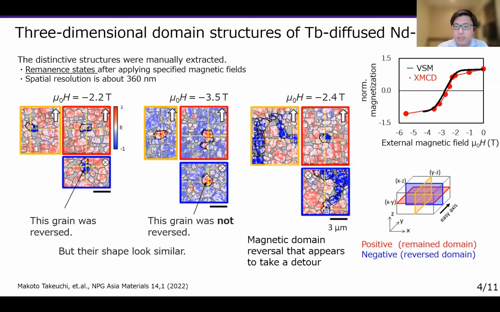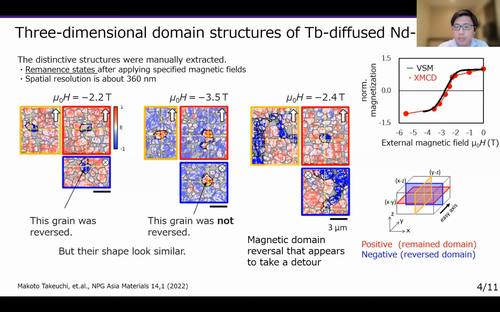The first one is the generation of magnetic domain reversal nuclei when 2.2 Tesla is applied. The second type is a particle that does not flip even when a high magnetic field is applied. Also, these magnetic particles look similar to the human eye, but they behave in completely different ways.